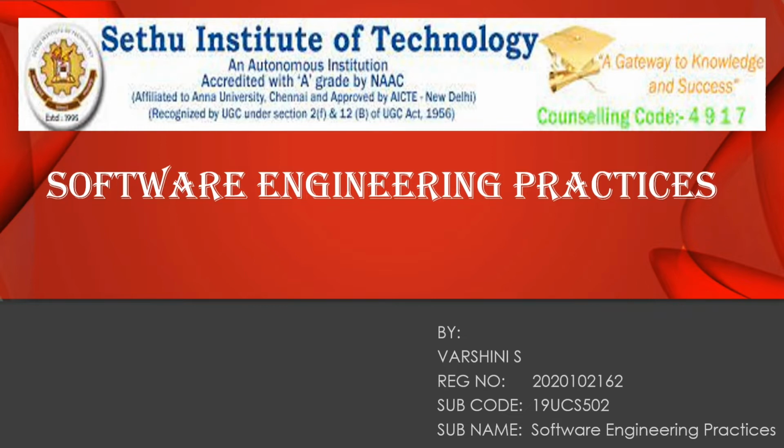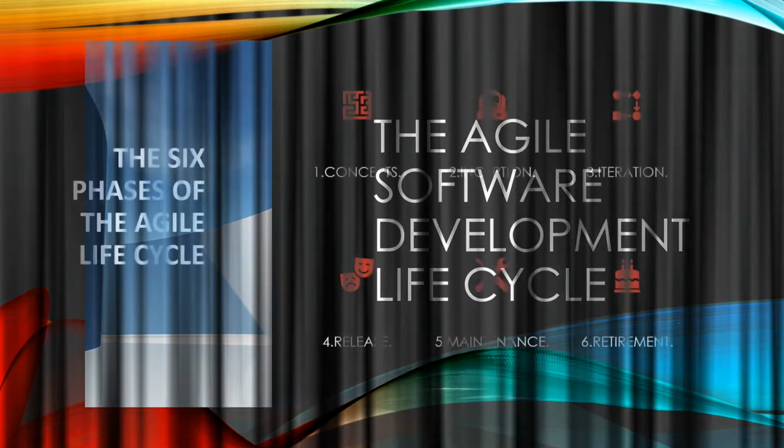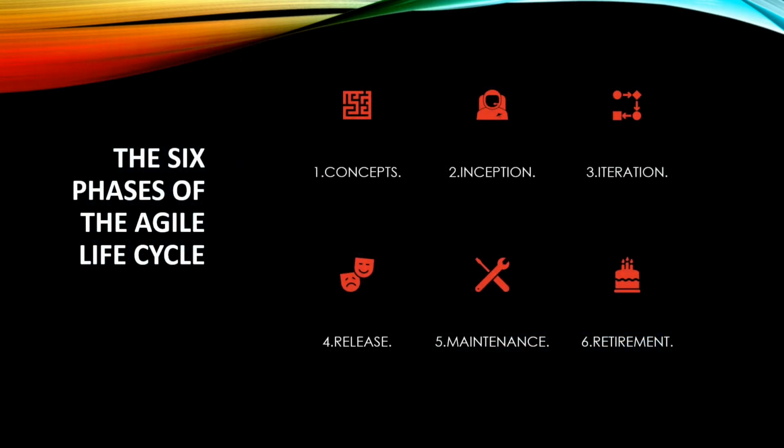In software engineering practices, my seminar topic is the Agile Software Development Lifecycle. In the Agile Software Development Lifecycle, first of all we are going to see what the 6 phases of the Agile Lifecycle are. The 6 phases are concept, inception, iteration, releases, maintenance and retirement.